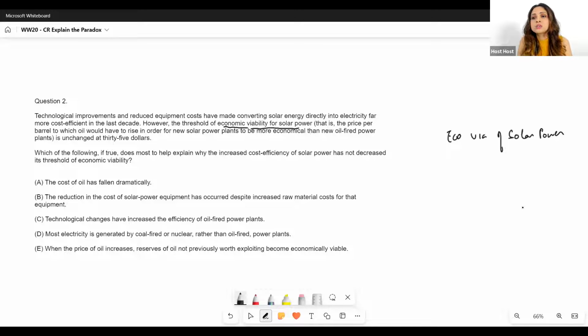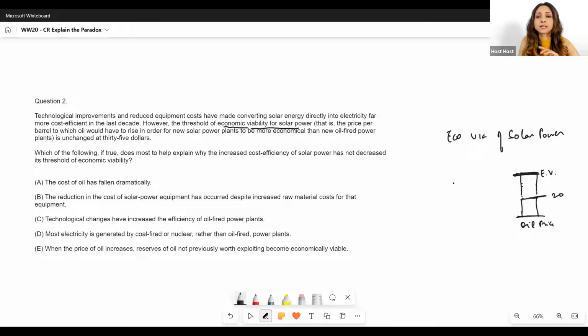What this means is, all right, currently, let's say there is a certain price of oil per barrel, right? Let's say it is currently at a level of 20, yeah? Now, what is economic viability for solar power? It is the price per barrel to which oil would have to rise. So assuming that the economic viability value is higher, because they're saying that the price will have to rise, it seems that currently it is less. So this is the point of economic viability of solar power, that is, the price of oil will have to rise to this level to make solar power viable.